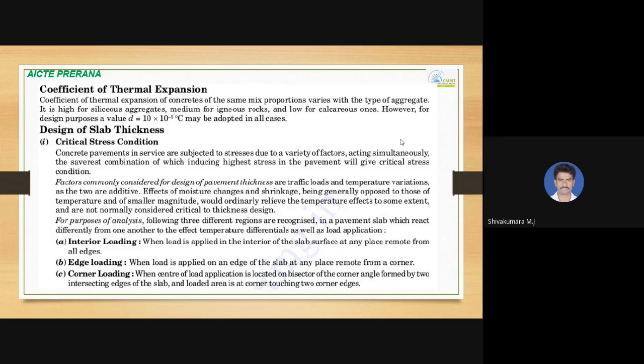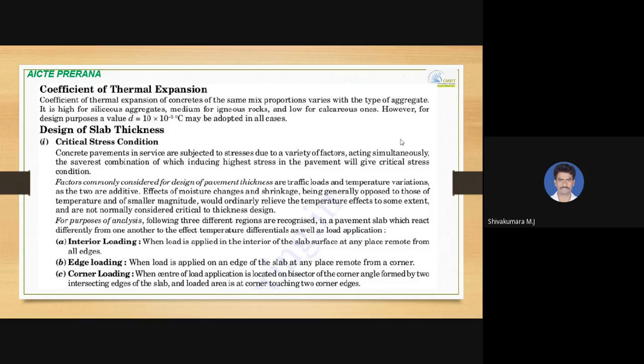So this would ordinarily relieve the temperature effects to some extent and is not normally considered critical to the thickness design. So shrinkage and moisture can be neglected. For the purpose of analysis, the following three different regions are recognized in a pavement slab, which react differently from one another. One is interior loading, second is edge loading, and third one is corner loading.